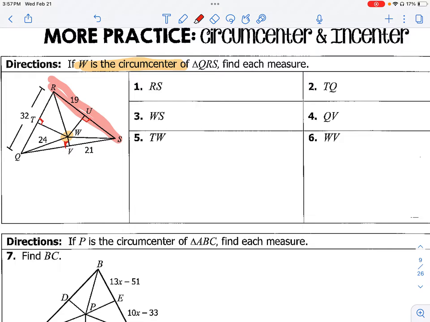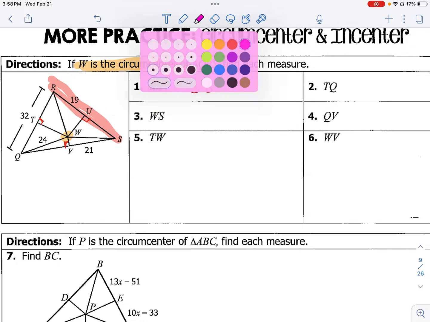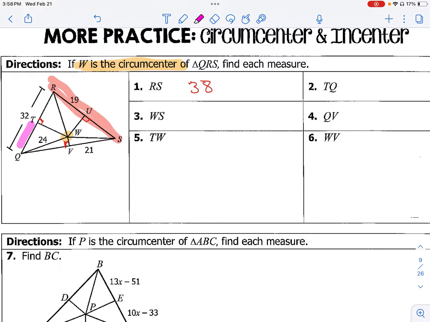RS right here, we know perpendicular bisector. Bisect means cut in half. So RS is 19 times 2, or 38. TQ is right here. That is half of RQ, so we have to cut 32 in half, divided by 2, or 16.